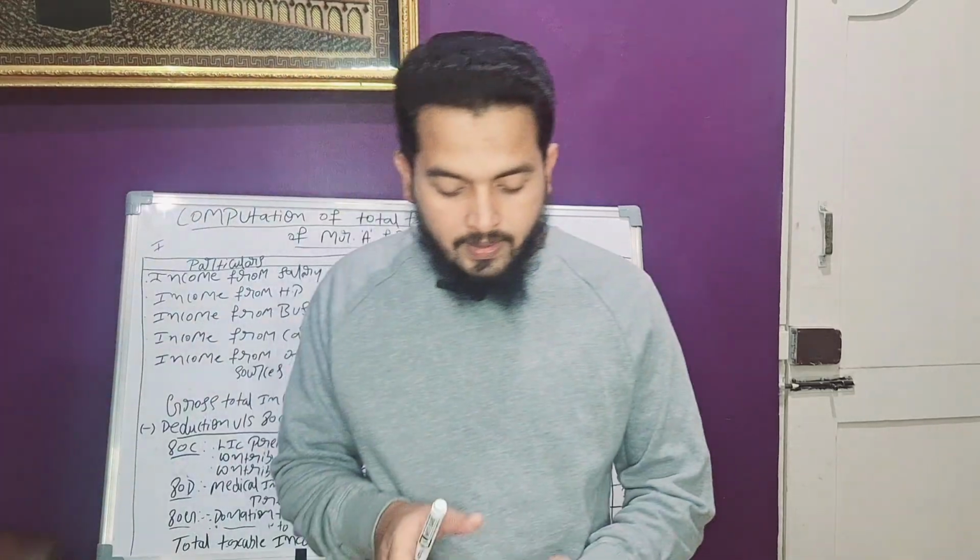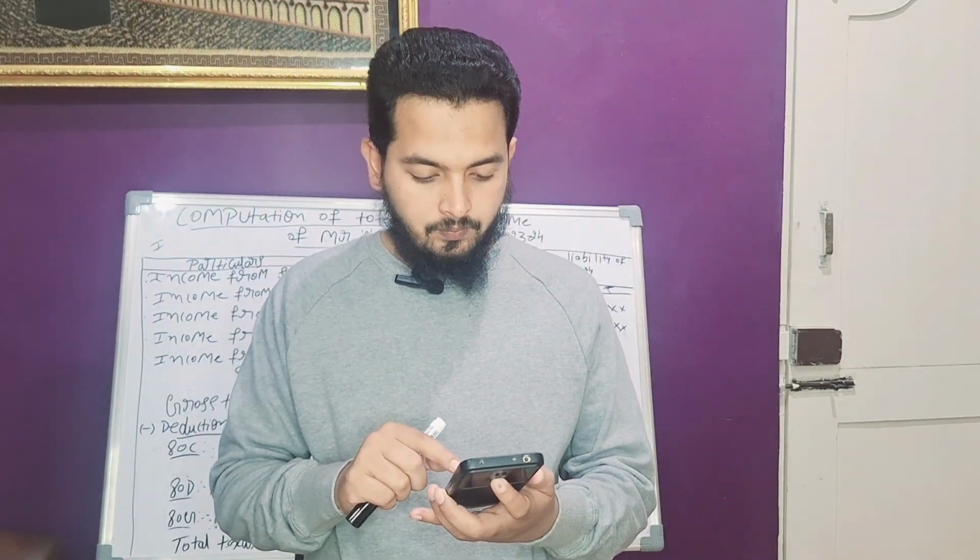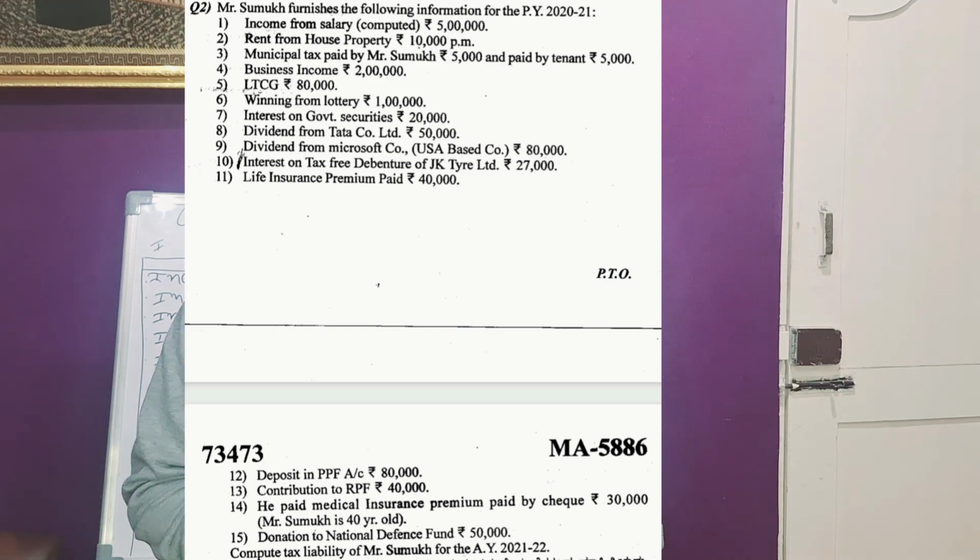Now we'll take the first question. The question will be displayed on the screen now. Mr. Sumuk furnishes the following information for the previous year 22-23. Income from salary computed. Here computed means they have already calculated, so no need to worry.